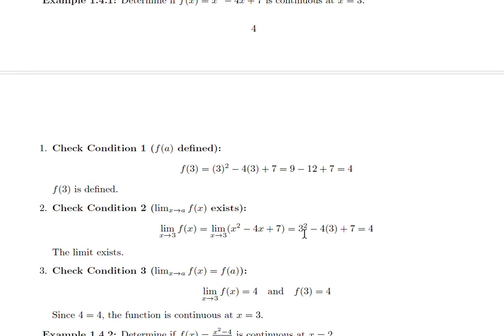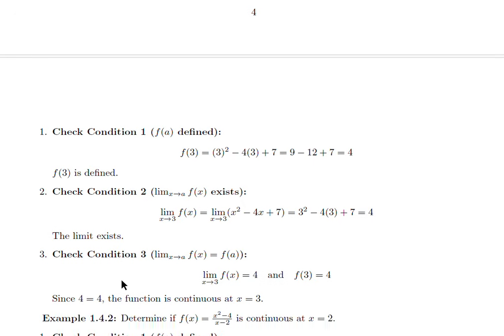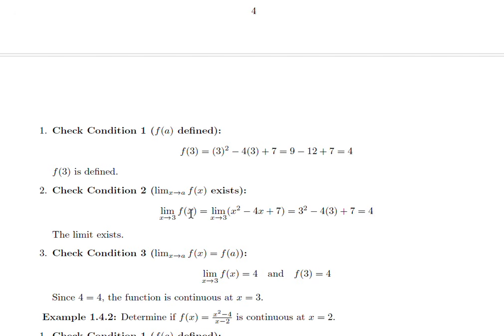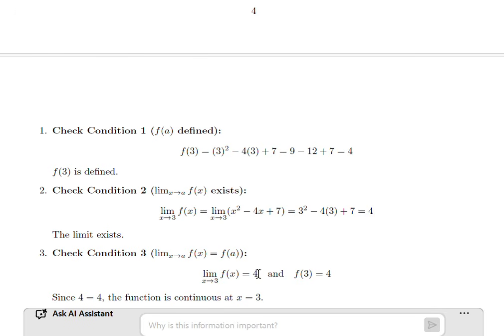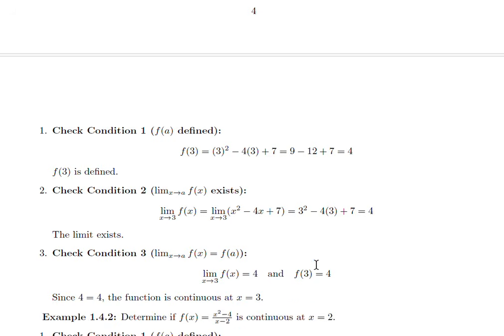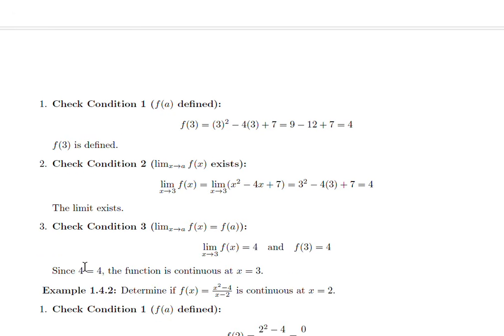Alright, because it's a polynomial, the limit will also exist. So as values of x approach 3 both from left and right, this function will approach 4. And finally, the last condition says: is the limit from left and right equal to f of a itself? Yes, you can see they are both 4. So this function is continuous at that point, x equals 3.